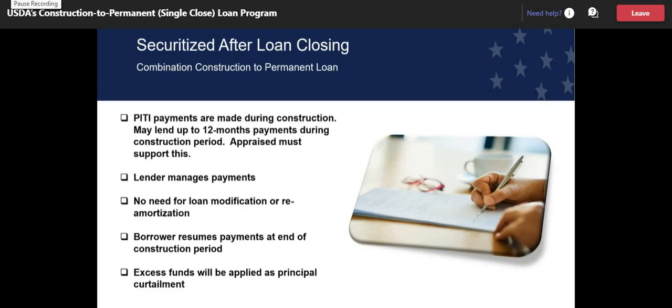The lender manages those payments, those draws. There's no need for loan modification or reamortization, again, because the payments have already been being made. The borrower resumes payments at the end of the construction period, and any excess funds being held in reserve will be applied as the principal curtailment.